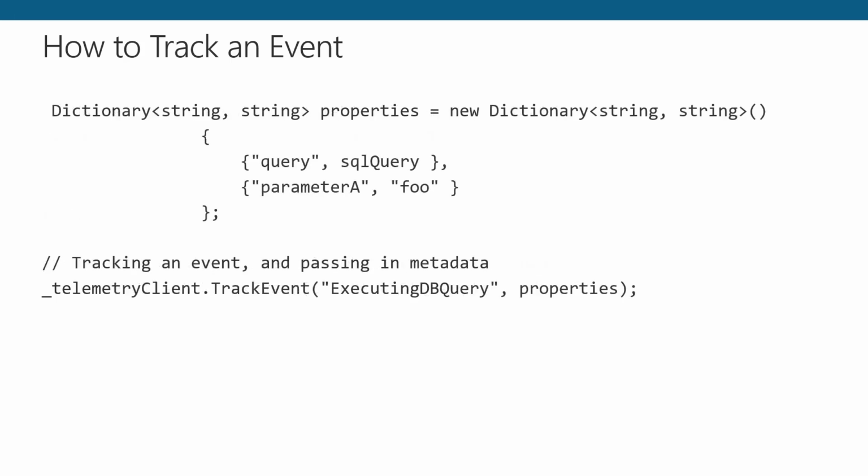It is also possible to send metadata with your events. By using a string dictionary, you can add as much metadata as you want and send it along with your request. In our example, I'm making my executingDB query event a little smarter by adding metadata for the query we're executing and possibly any parameters needed for the query.